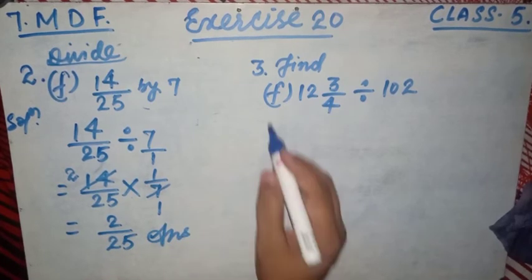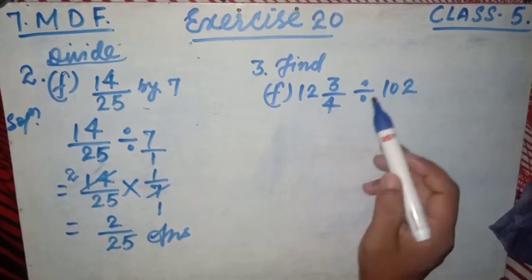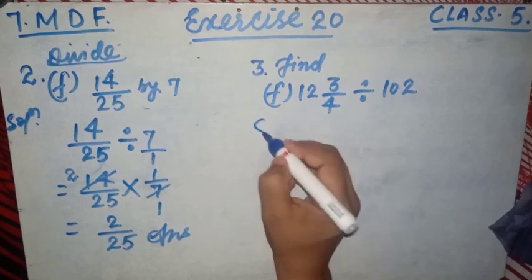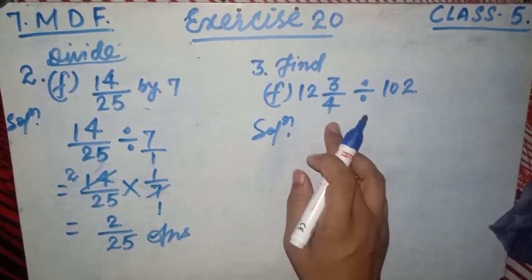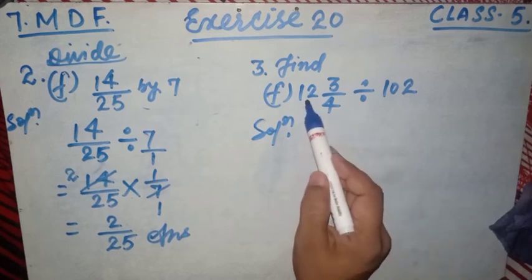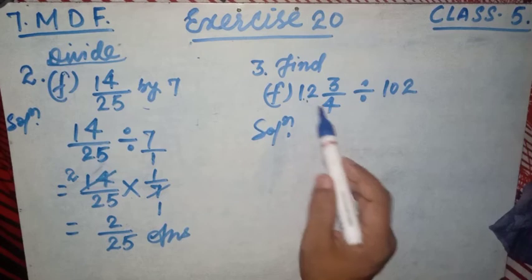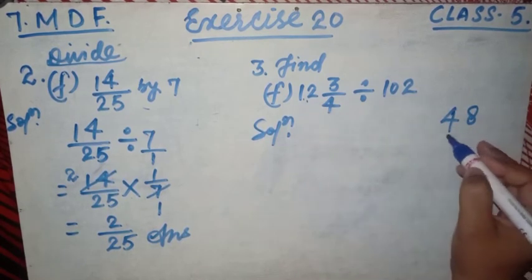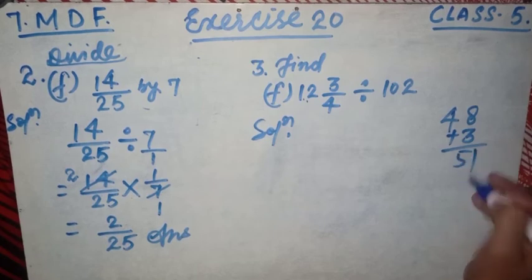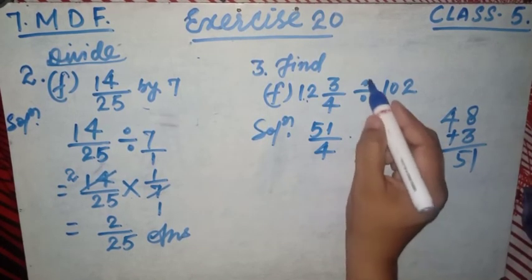Now see friends, question number third, the sub question f. This is the mixed number fraction divided by 102. Now first of all we have to change this mixed fraction into an improper fraction. That means we have to multiply 12 by 4, which is 48, and we have to add 3 to it. This becomes 51. Now this is 51 on 4 as it is.